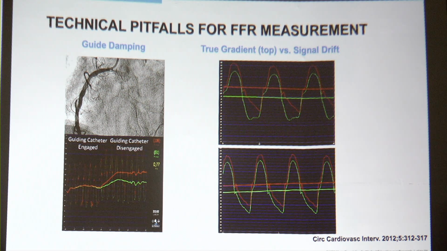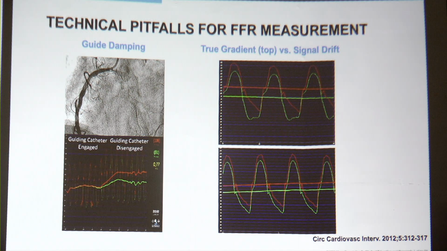The other is drift. I think this is by far the commonest. Despite the technology being around for so long, even the current wires are really prone to drifting. So on the top we have what a real FFR should look like, an abnormal FFR. There's this deep diastolic gradient. The tracing looks ventricularized, the distal pressure. This is what drift looks like. So you have the aortic pressure in red, you have a dicrotic notch, and the distal pressure looks identical. You still have the dicrotic notch there, the pressure tracing doesn't look ventricularized. This could be a very mild lesion, but more often than not this is drift.